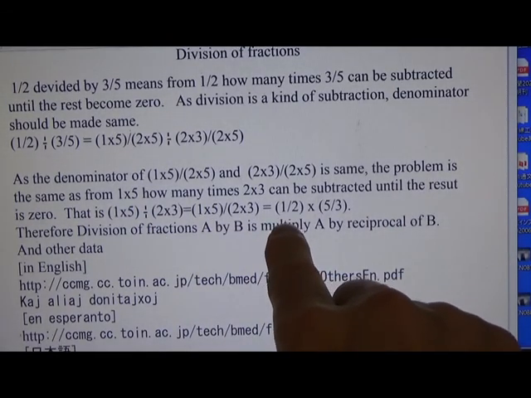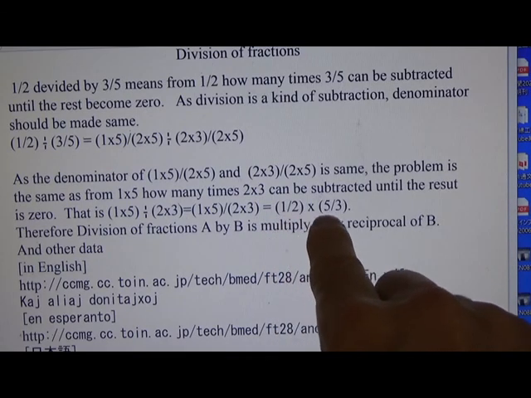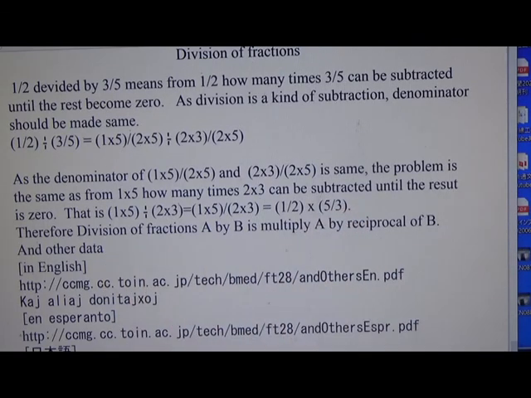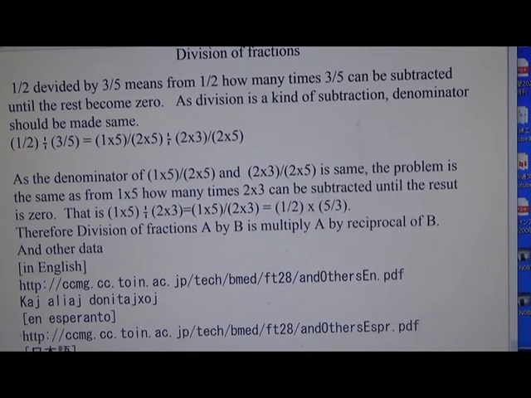That is 1/2 multiplied by 5/3. Therefore, division of fractions a by b is multiply a by the reciprocal of b.